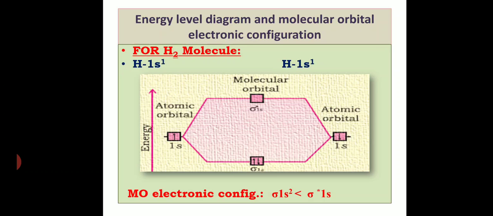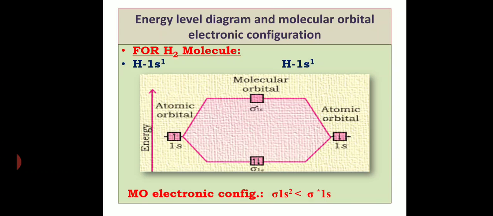Next, another important thing of this theory is drawing the energy level diagram and writing the molecular orbital electronic configuration, right? So this is a more important concept under this theory, right? First, for the hydrogen molecule, there are two hydrogen atoms, one with 1s1 and the other hydrogen atom 1s1. Now these two atomic orbitals combine, leading to sigma 1s and sigma star 1s. Now we have two electrons here, right? 1s1, 1s1, totally two electrons.